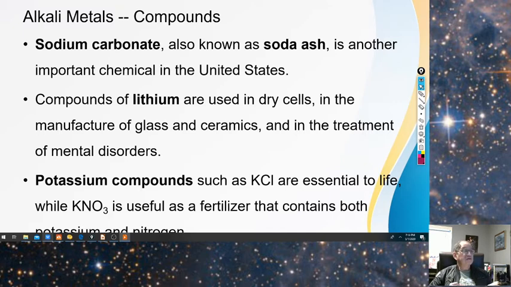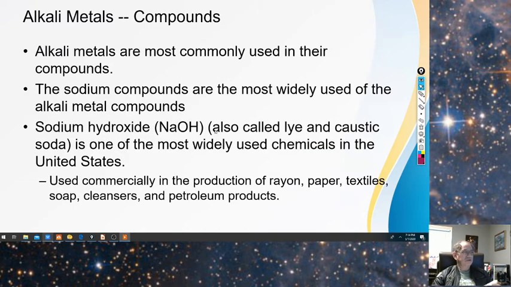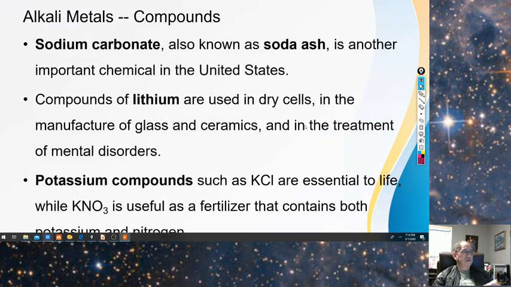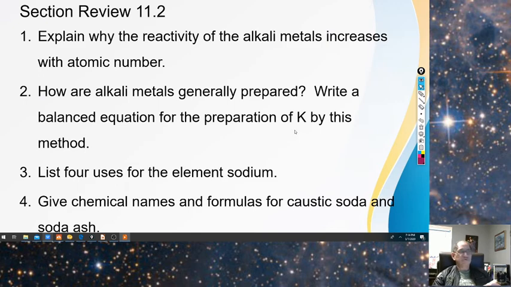Used in dry cells, glass, ceramics, potatoes. Know about potassium compounds and that they're important to life, kind of thing. That whole little line there, and that you can use potassium nitrate as a fertilizer, and we really already covered that a little bit. Okay, let's see. I think we already did that. Okay, we've already done that. And then the review. Whew.